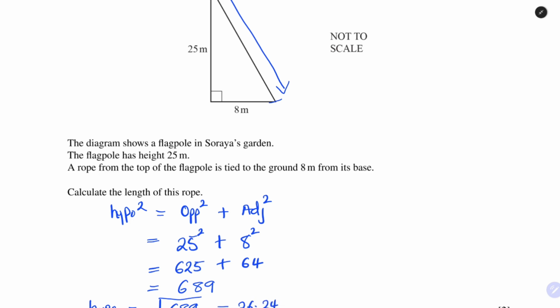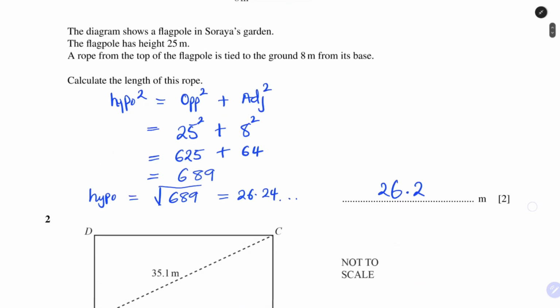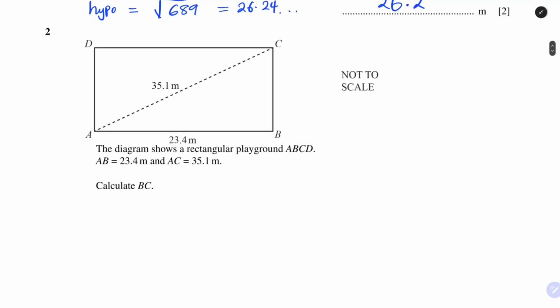26.24 and so on. Remember, you're supposed to give your non-exact values to 3 significant figures. So our final answer in our answer space here is going to be 26.2 meters. All right, let's dash to the very next question.